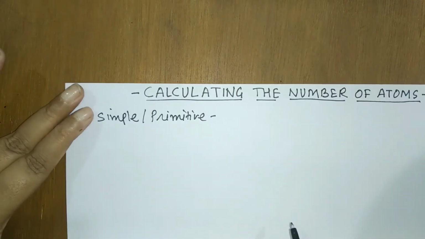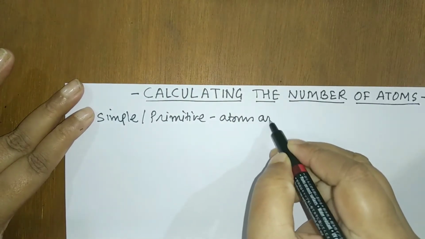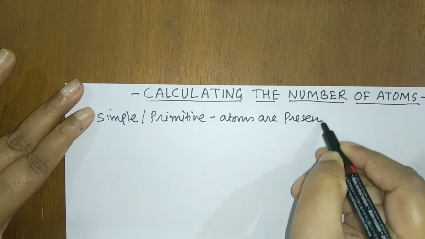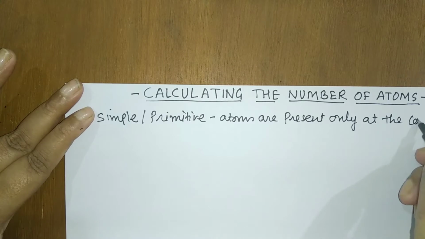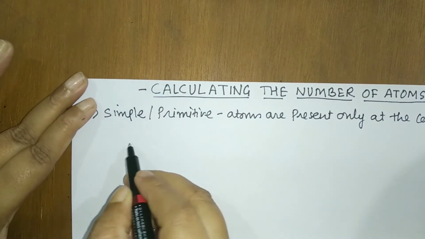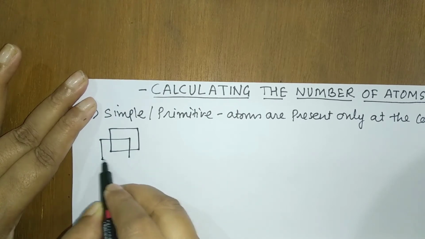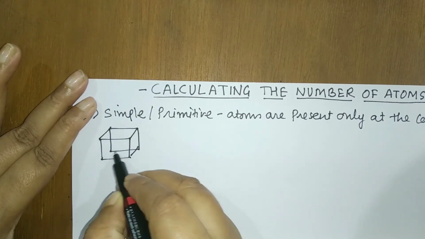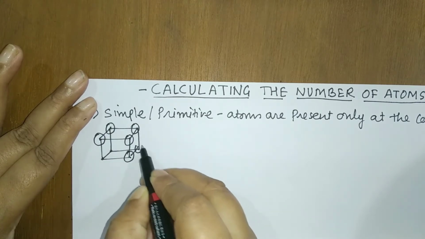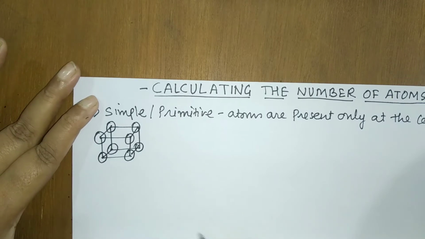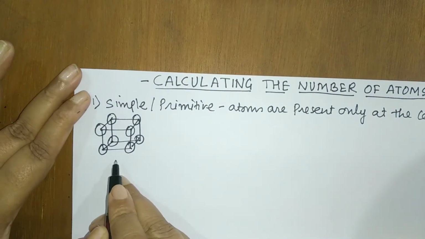So let us start with the first one, that is simple or primitive. Students, in a simple unit cell or primitive unit cell, atoms are present only at the corners. If I want to draw the diagram for this, this is how I will draw the unit cell for a simple or primitive unit cell. The atoms are present only at the corners. They may be atoms, ions or molecules depending upon the crystal structure.